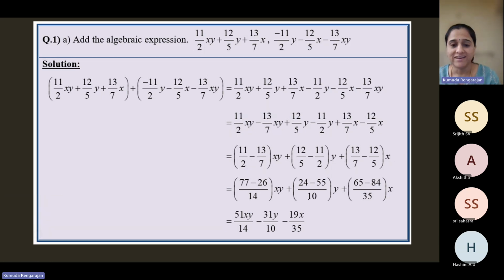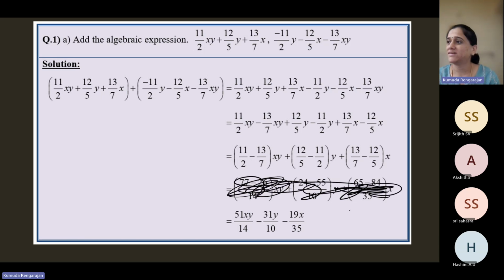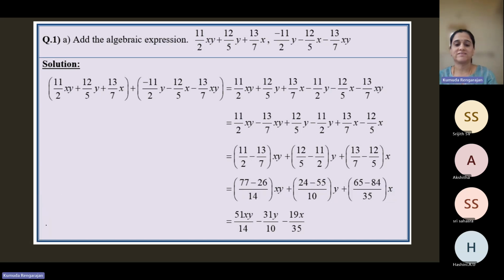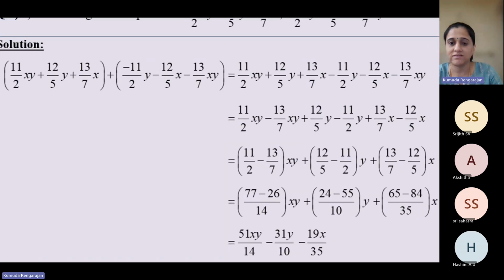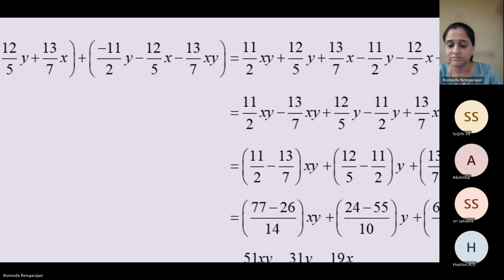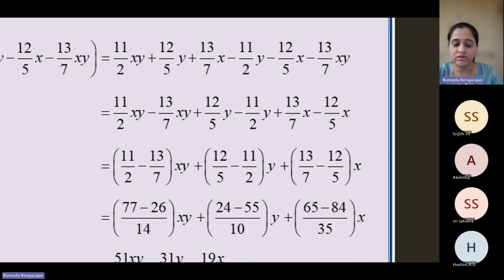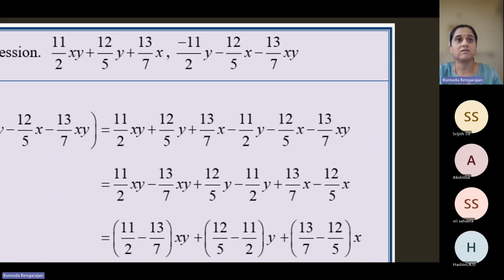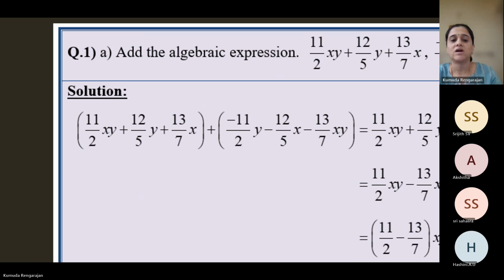Then LCM. This part I'm not showing you. Don't just mug it up. You should do this by yourself. This is taking the LCM and calculating the numerators, and that's the final answer. I'll just show you the first two steps, and then the LCM part you'll have to continue and complete the answer.